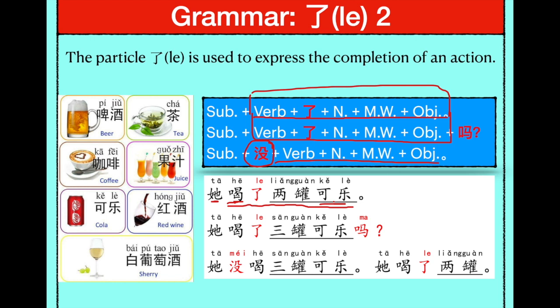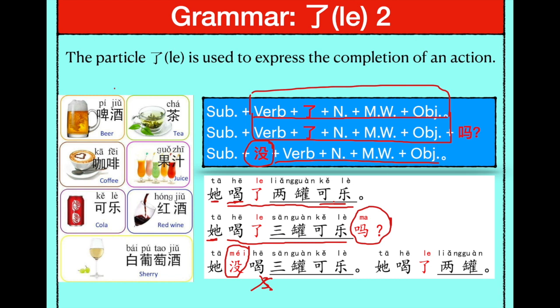Then yes-no question. So we just add ma at the end of sentence. 他 subject. 喝了3罐可乐吗 Then negation. Negative statement. 他没喝3罐可乐 Please pay attention. Don't use the 了 here. 他没喝3罐可乐他喝了2罐 So this is your third assignment.